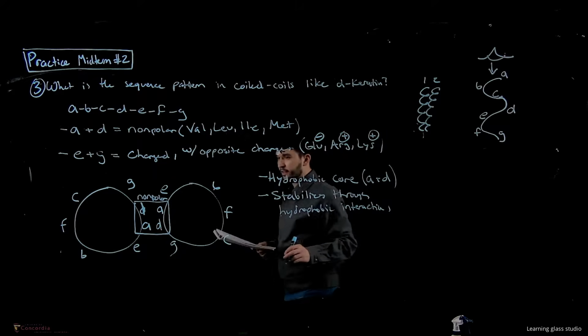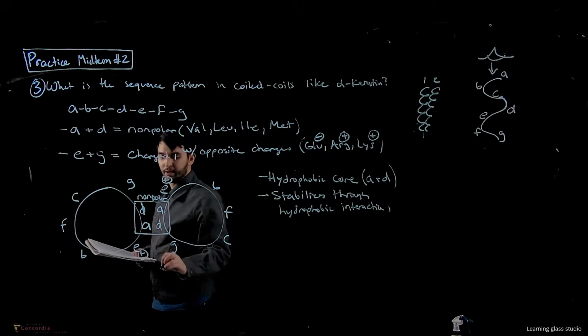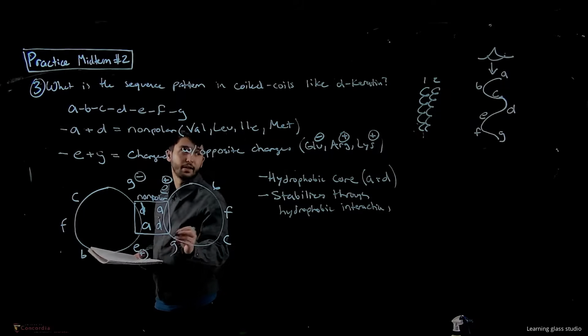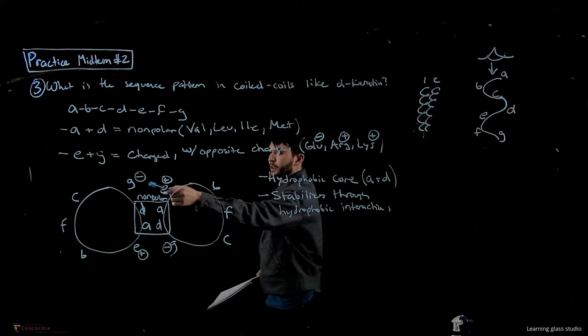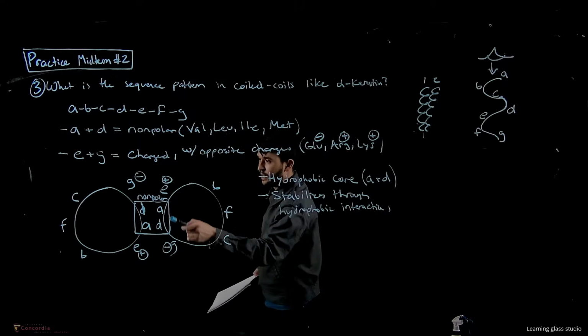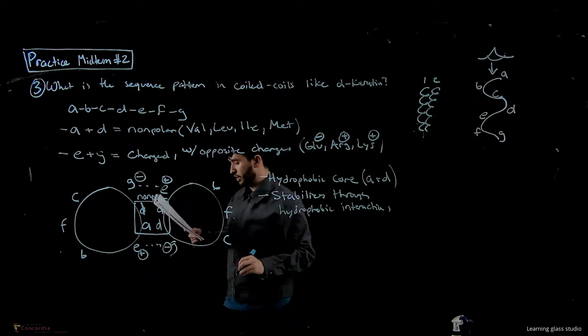The other thing is E and G. Let's say E is positively charged, maybe a lysine, and G is negatively charged, maybe a glutamate. We can see here that we have a positive next to a negative on both of these. So what can happen here is an electrostatic interaction.